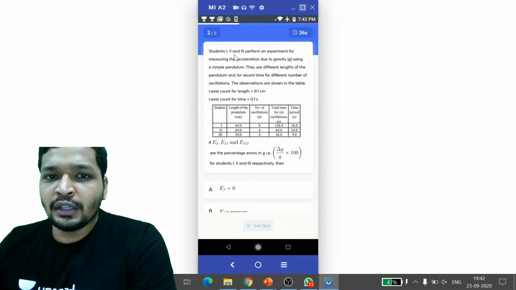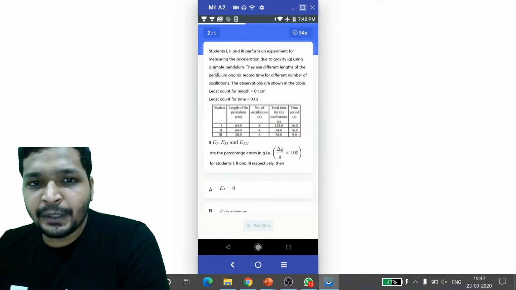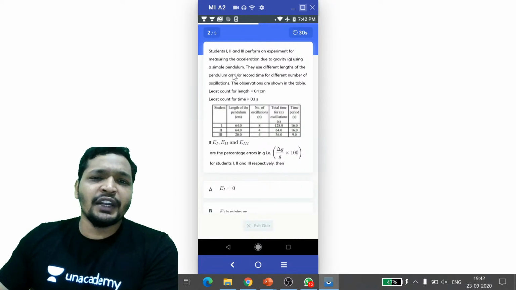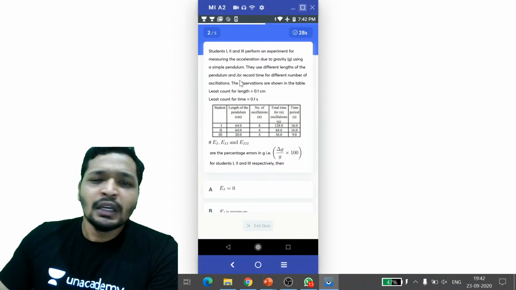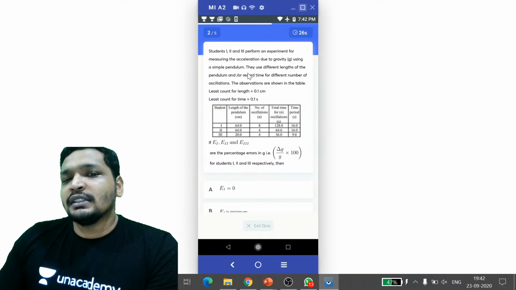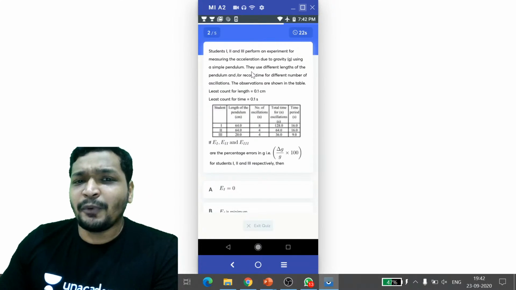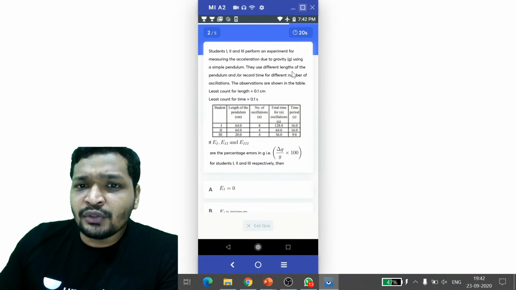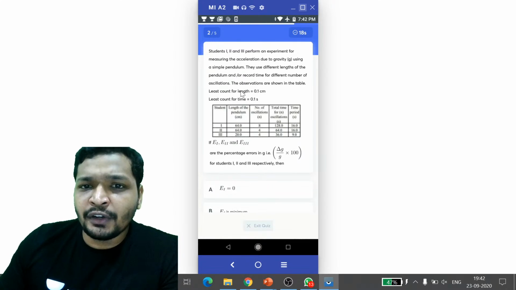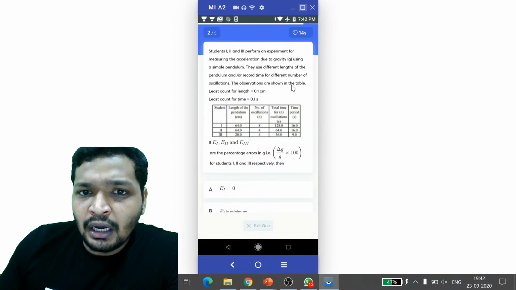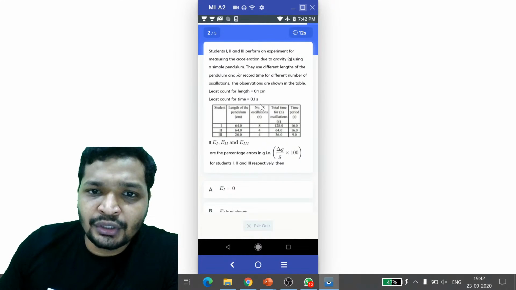Student 1, student 2 and student 3 perform an experiment for measuring the acceleration due to gravity. Very popular one, students. Very popular one, seen in JEE Mains or JEE Advanced. Finding error in gravity is one of the most asked error analysis problems. So yes, they use different lengths of the pendulum and record for different numbers of oscillations. The observations are as shown in the picture.